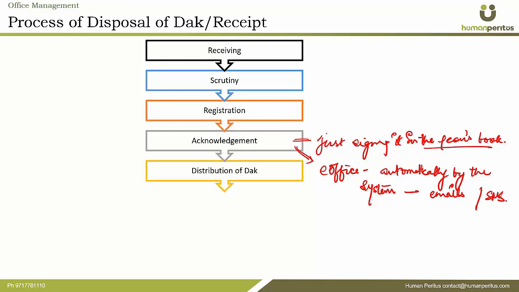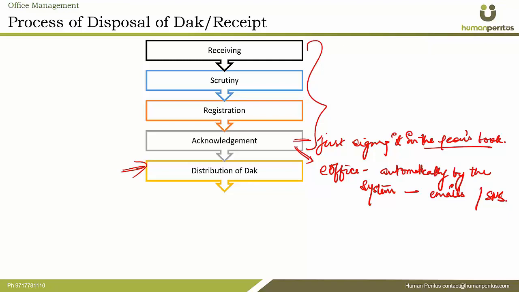Next comes the distribution of dak. Now finally, we have acknowledged the dak. We have received it, scrutinized which dak is related to which section, registered it, and finally acknowledgement has been done. Then comes the task of distribution of the dak. Here the dak will be sent to the concerned officer or the section. Whenever in a department the dak is received, all these steps are done. Then finally, the dak will be sent to the section or the officer concerned.